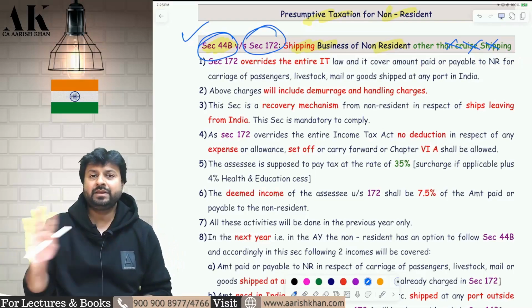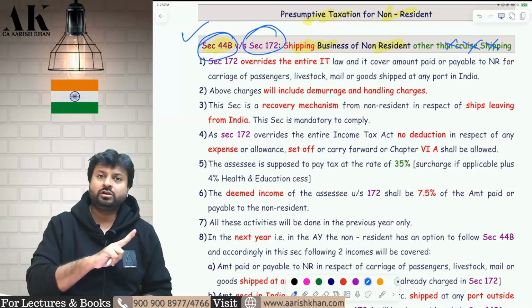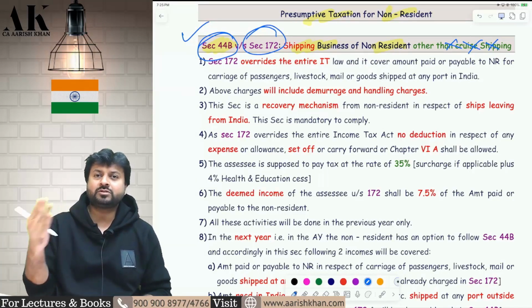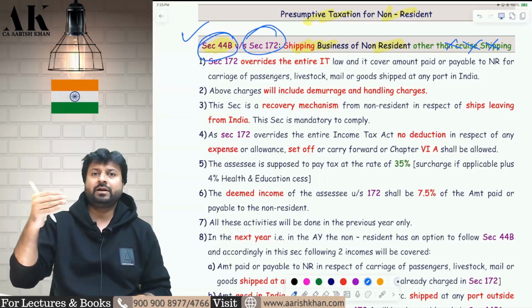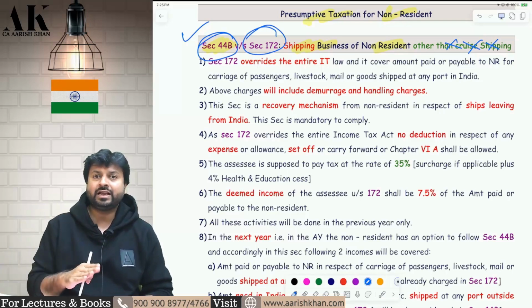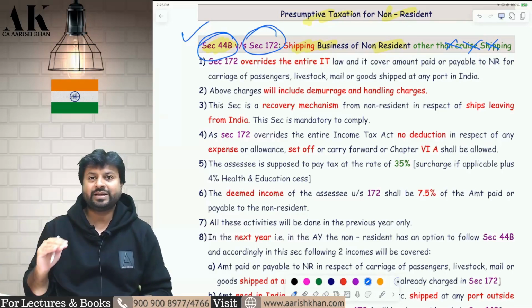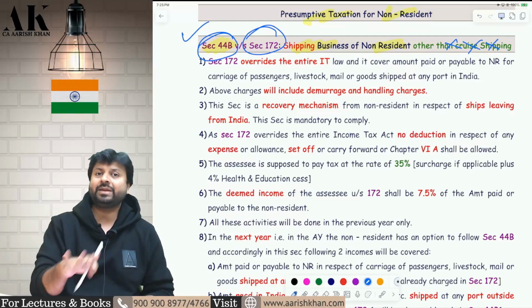From that, PGBP expense will not be allowed because PGBP is overridden. No PGBP expense will be allowed. No unabsorbed depreciation will be allowed because unabsorbed depreciation is also covered in PGBP only, section 32(2). Yes, but from that 7.5 lakh you can reduce losses which are taxable in India, which are assessable in India. You can reduce chapter 6A also, and then whatever amount will come, you will apply your applicable tax rate.